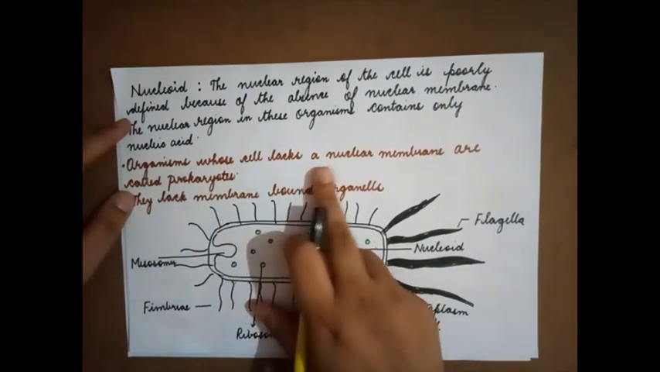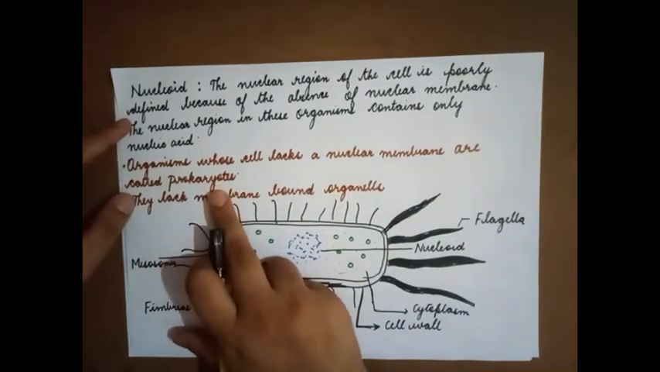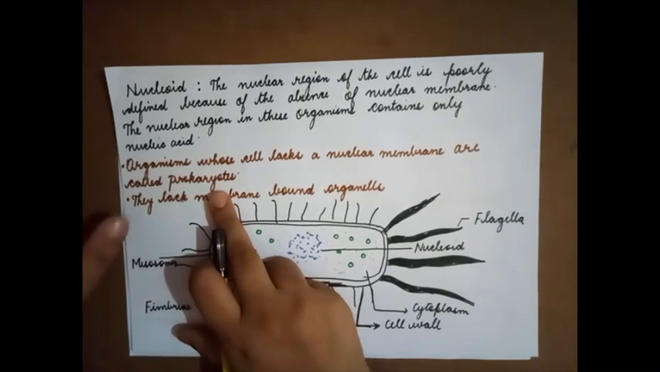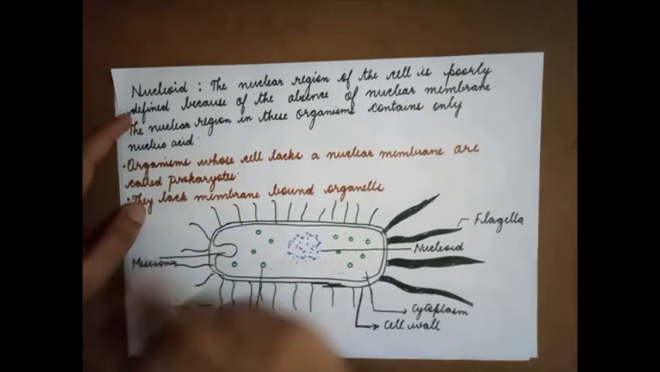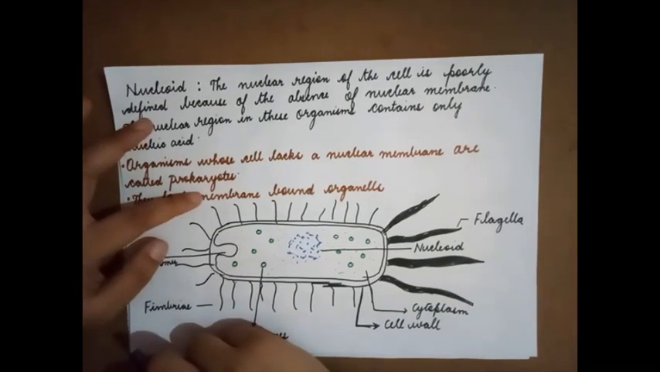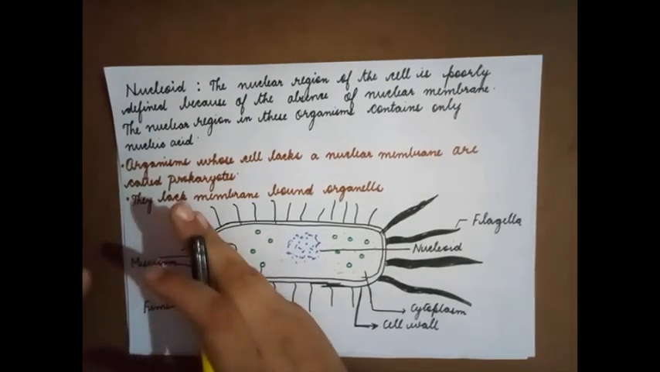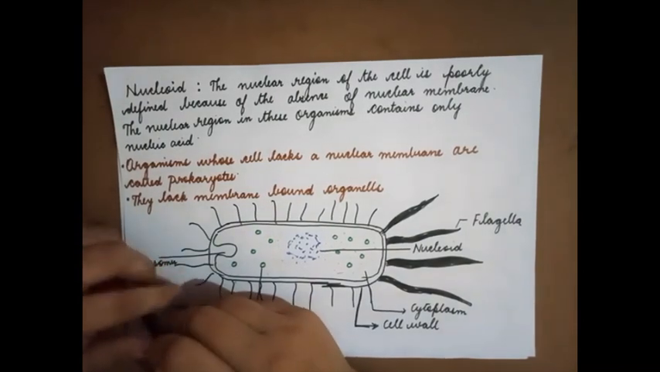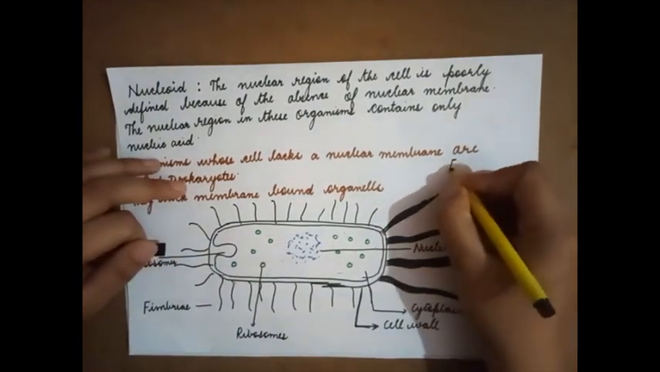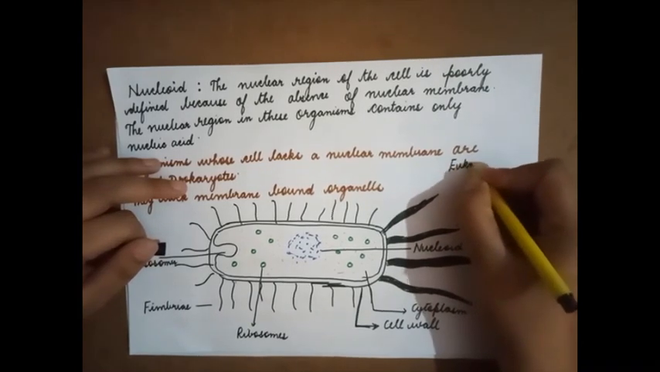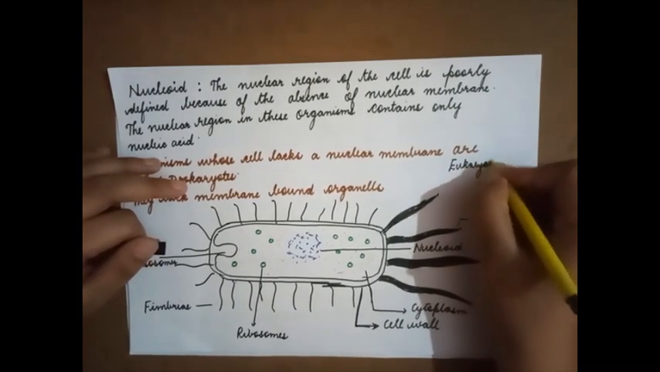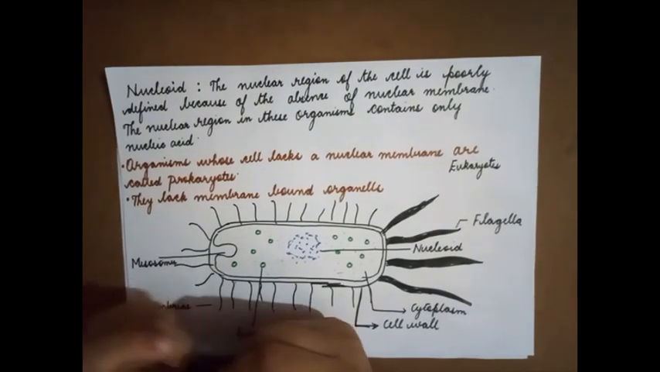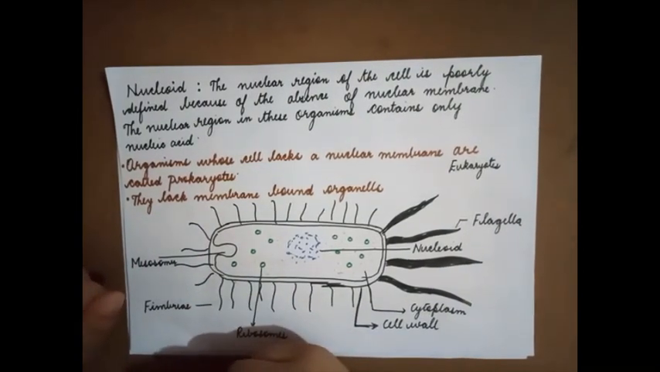Organisms whose cells lack a nuclear membrane are called prokaryotes, whereas the organisms which have a well-defined nucleus along with a nuclear membrane are known as eukaryotes. We are eukaryotic organisms because we have a well-defined nucleus.